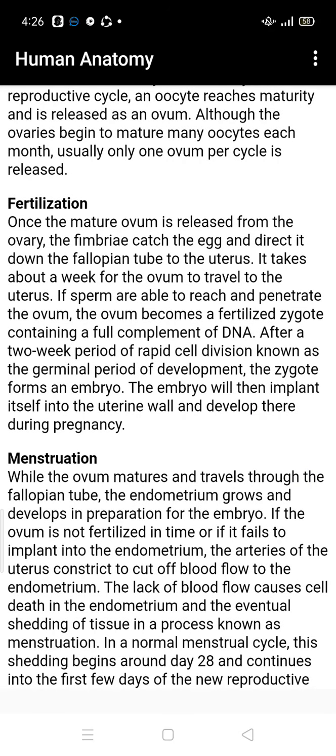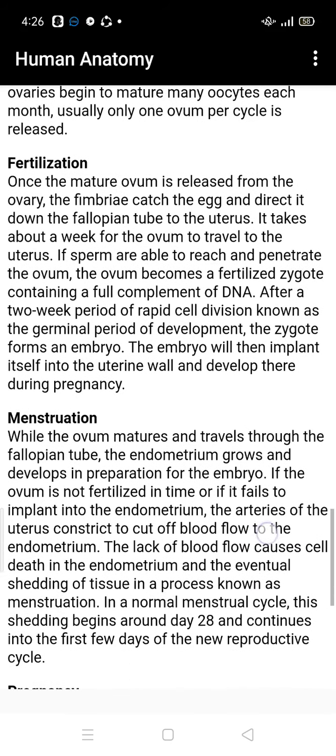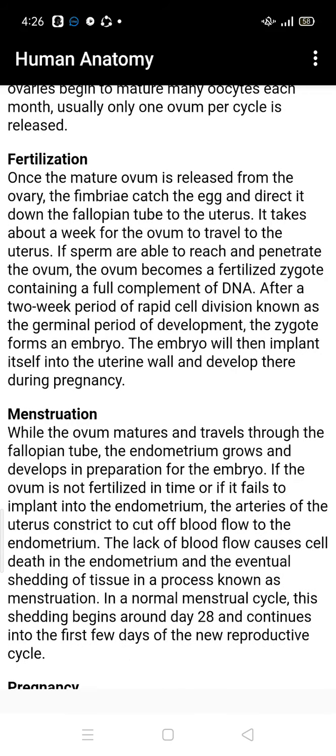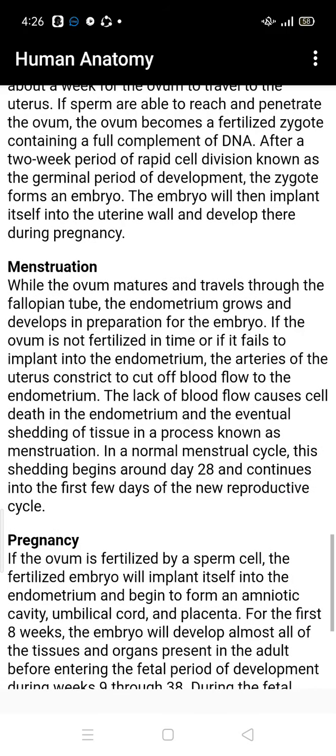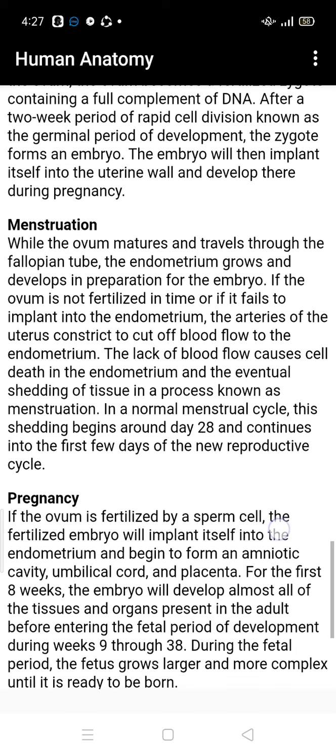So what is fertilization? Once the mature ovum is released from the ovary, the fimbriae catch the egg and direct it down the fallopian tube to the uterus. It takes about a week for the ovum to travel to the uterus. If sperm are able to reach and penetrate the ovum, it becomes a fertilized zygote containing a full complement of DNA, also known as deoxyribonucleic acid. After a 2 week period of rapid cell division known as the germinal period of development, the zygote forms an embryo. The embryo will then implant itself into the uterine wall and develop there during pregnancy.